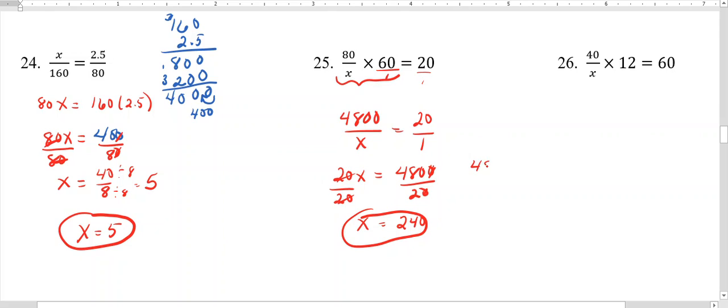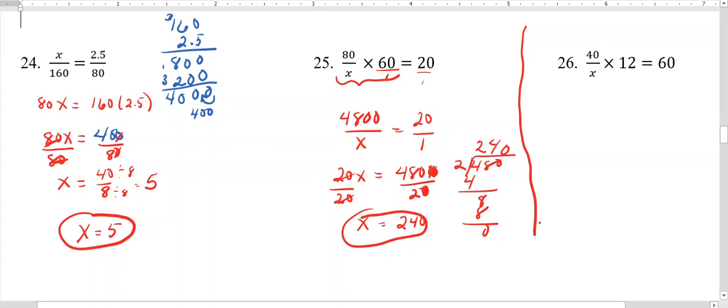So I got 480. Was this 0? And that 0 canceled. So I'm dividing it by 2. 2 goes into 4 2 times. Gives me 0, so I brought down the 8. It goes into 8 4 times. It gives me 0, so if I bring down that 0, 2 goes into 0 0 times. That's where I get my 240.